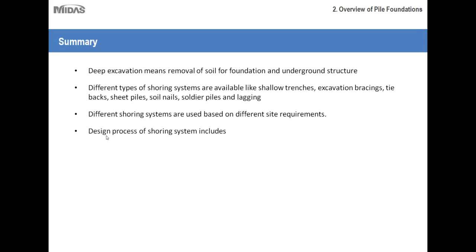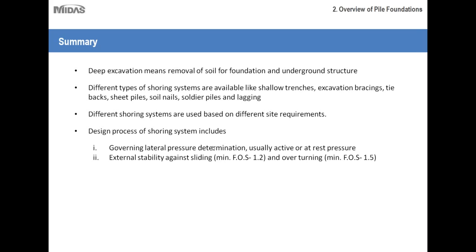The design process of the shoring system includes the following. It includes a governing lateral pressure determination, usually active or at rest earth pressure. Active earth pressure is the soil acting directly behind the wall. At rest earth pressure is the earth pressure acting on the wall from a further distance. For external stability against sliding, the minimum factor of safety should be 1.2, and for overturning, the minimum factor of safety is 1.5. Overturning is the moment, or the rotational forces, acting on your bracing or on your wall.